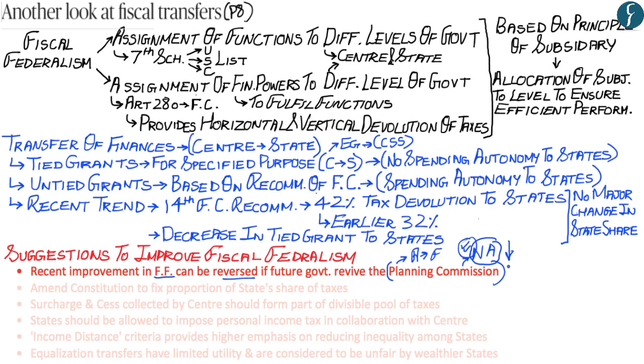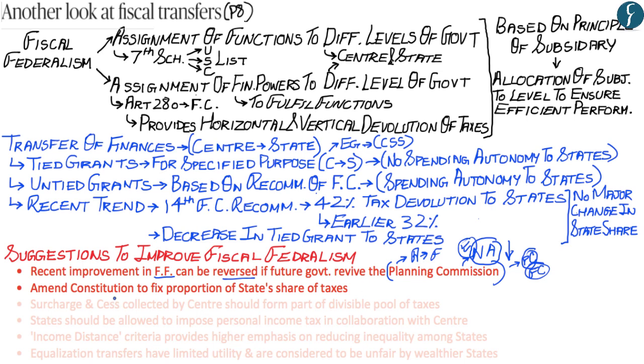Now, according to the author, this allocation of finances by the Planning Commission used to interfere with the powers and the functioning of the Finance Commission. And therefore, it is a suggestion of the author that recent improvement in fiscal federalism that has been brought out by the 14th Finance Commission will be reversed if any future government revives the powers of the earlier Planning Commission.